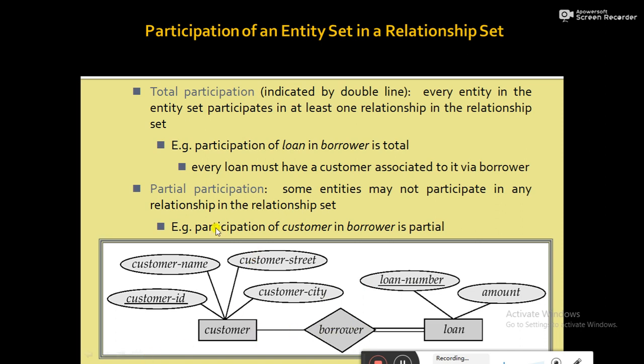But the participation of the customer entity set in the relationship with borrower is partial, not total. If it is partial, then you cannot put a double line. Here a customer may or may not be associated with a loan. For example, if a customer has no loan, then that particular customer is not associated with any record in loan. That means not all customers participate in the borrower relationship set. So the participation of the customer is partial, and if it is partial, then you cannot put a double line.